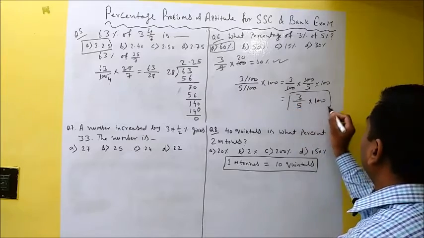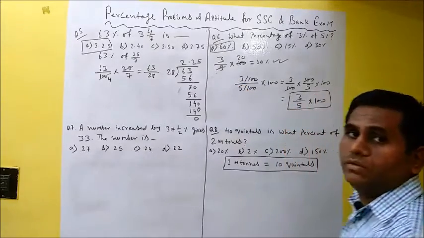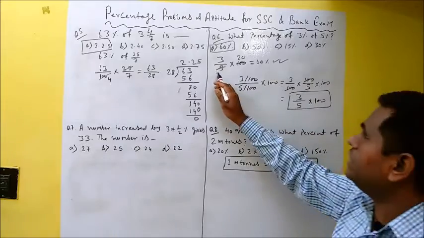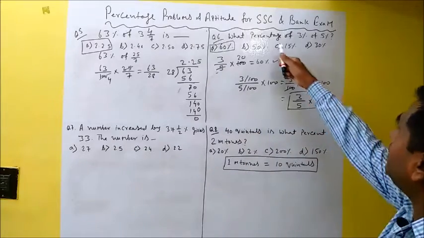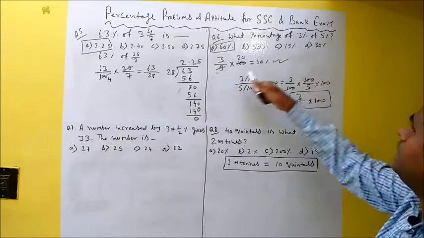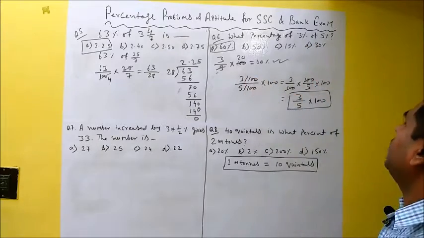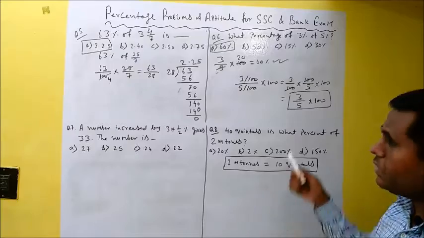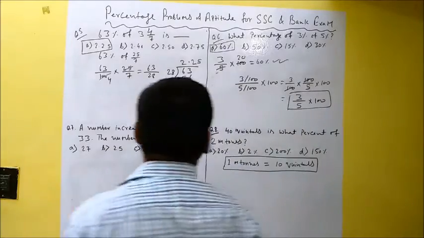So this is the equation I have used here. Okay, so whenever this type of question comes, directly you can write first number divided by second number multiplied with 100. Okay, so we have solved question number 6 also.